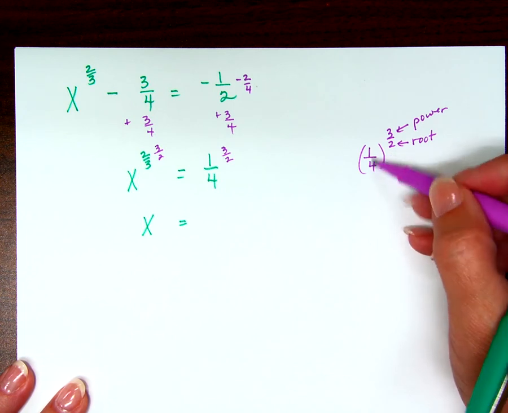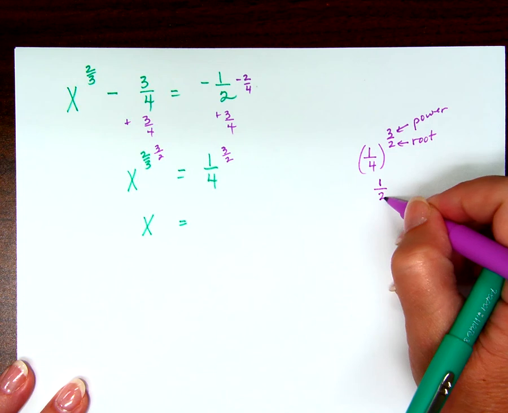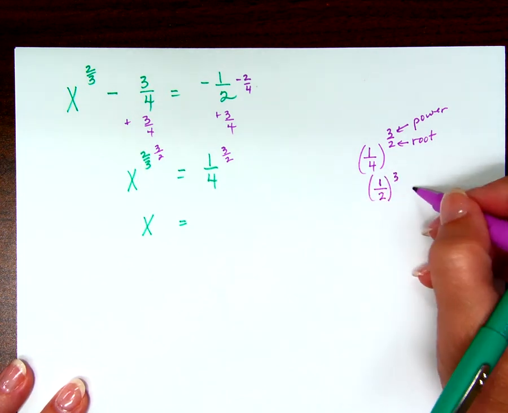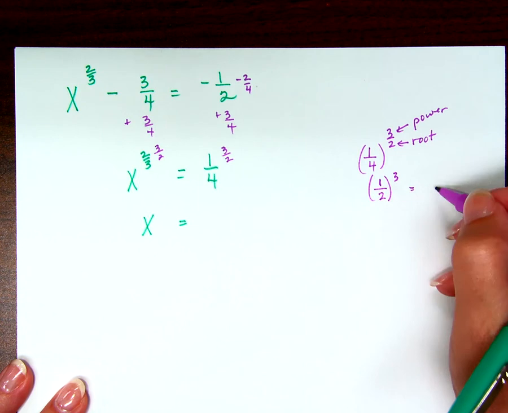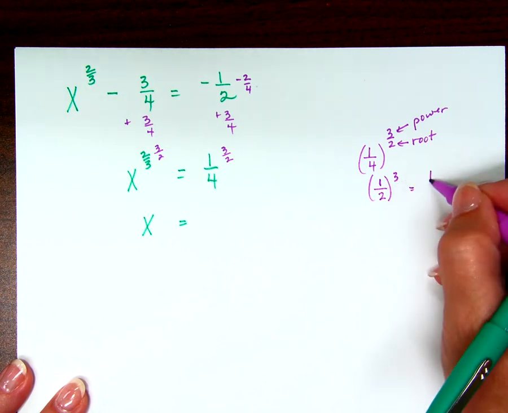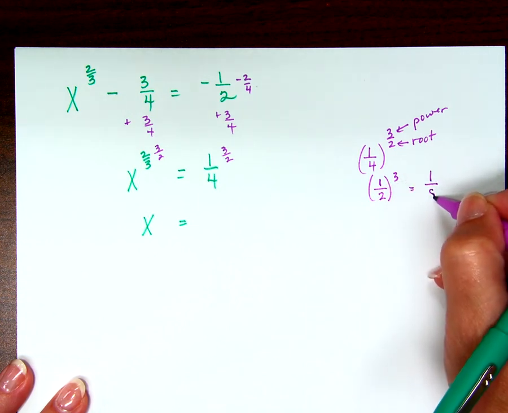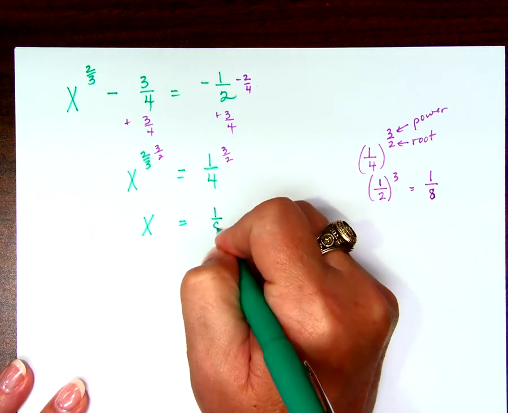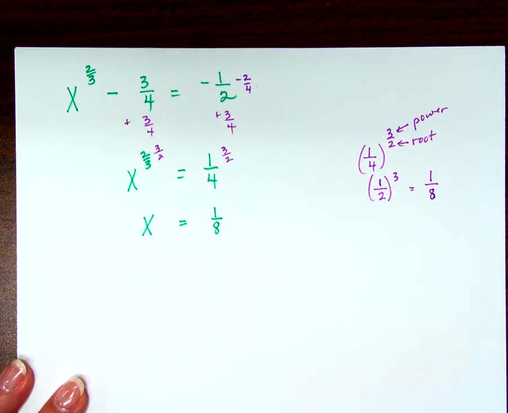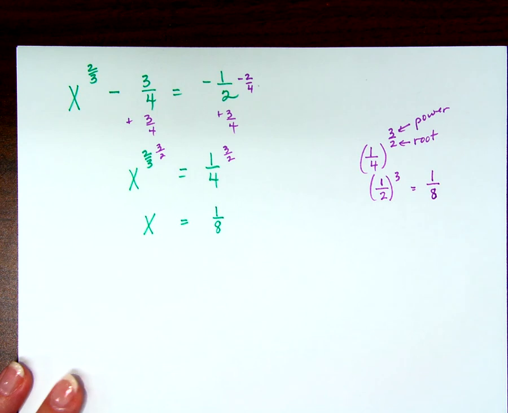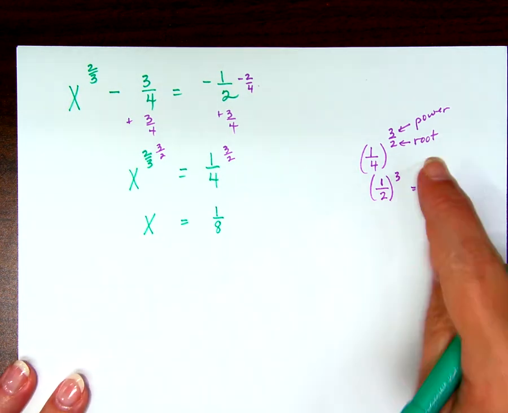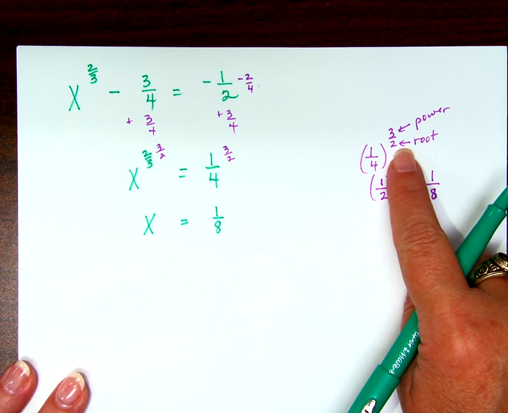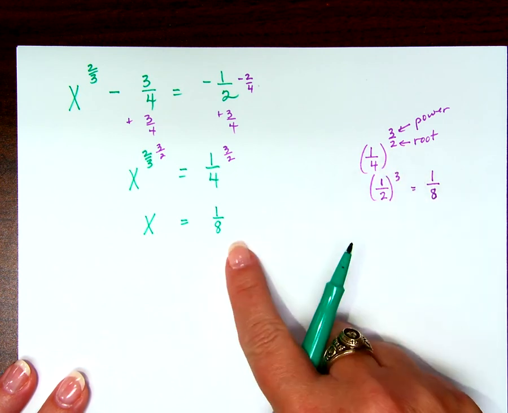Now, what's 1/2 to the 3rd power? Remember, when we're raising a fraction to a power, we raise the numerator to that power and the denominator to the power. So 1 over 8. So x equals 1 over 8. Except we just have to be careful, right? What kind of root did we take? A square root. And so what has to go in front of the 1/8?